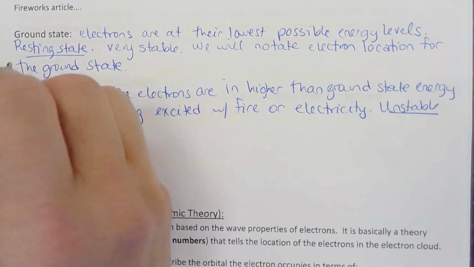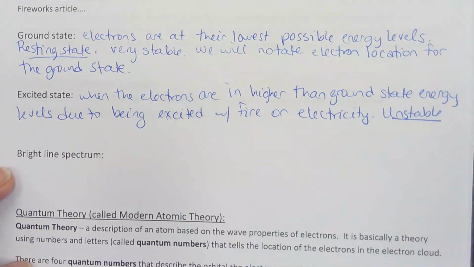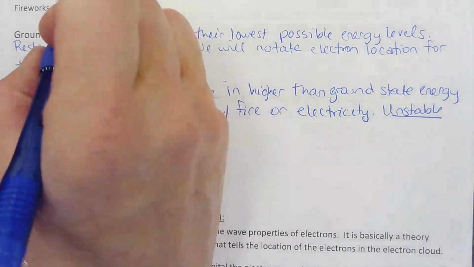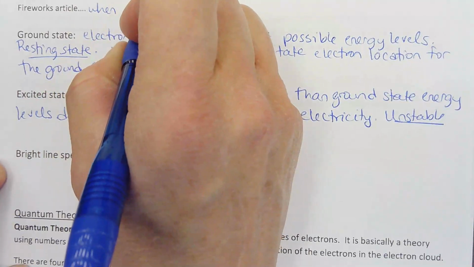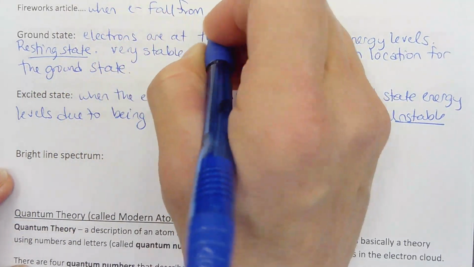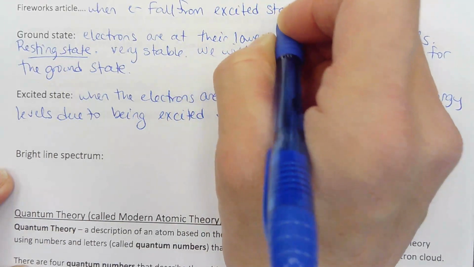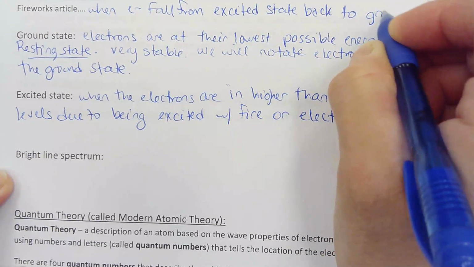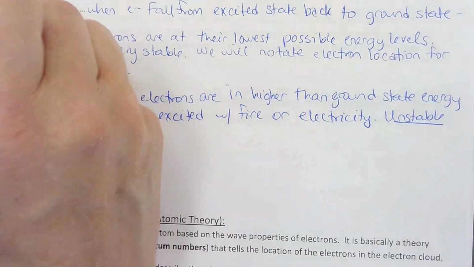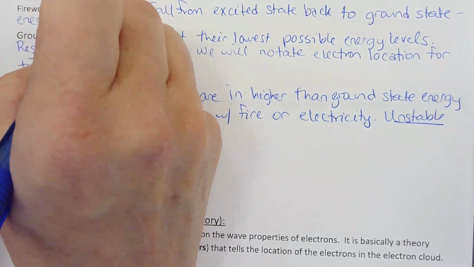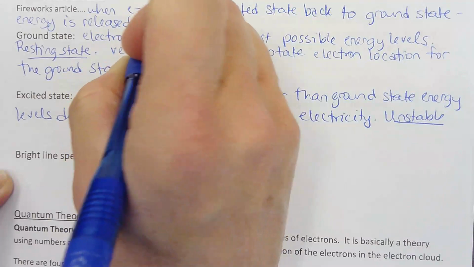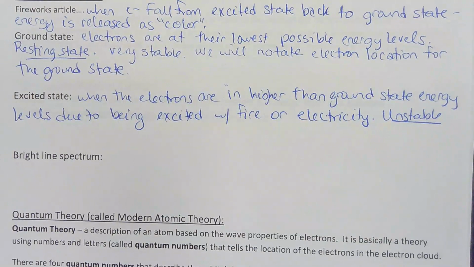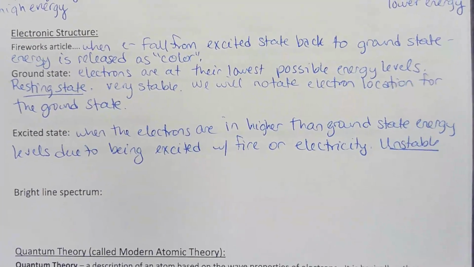Now, I'm going to write something kind of both places here. I'm going to go back up to this fireworks article. We didn't read the article, but I explained basically what's going on in fireworks. When electrons fall from excited state back to ground state, energy is released as "color." And I'll put color in quotes there because it could be different colors. It's not necessarily one color, it depends on the fall.